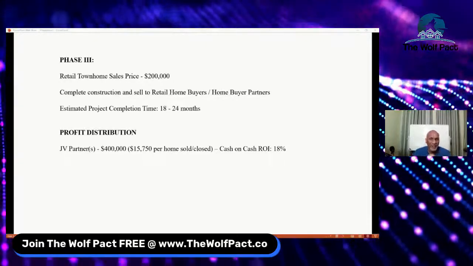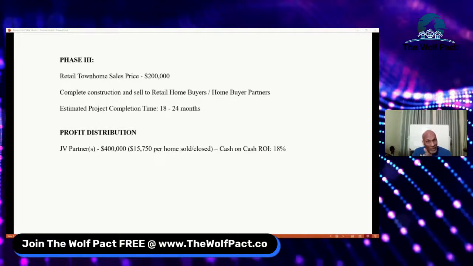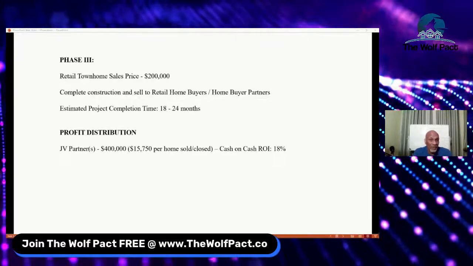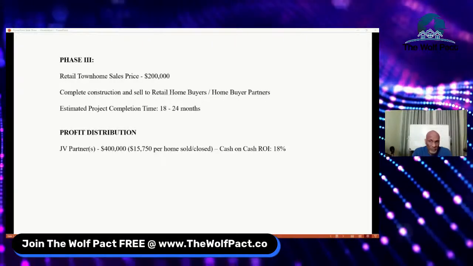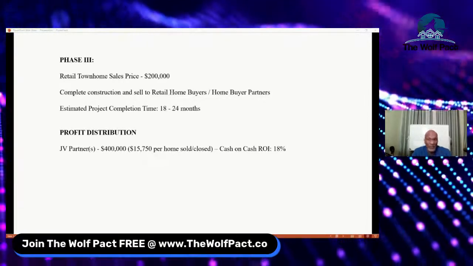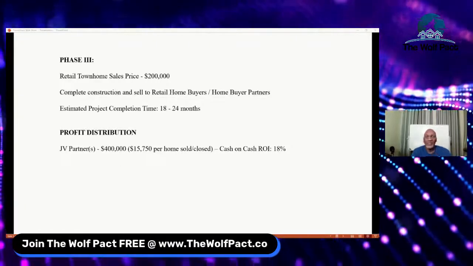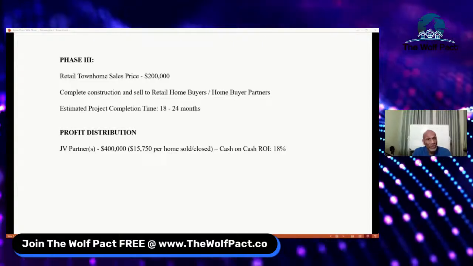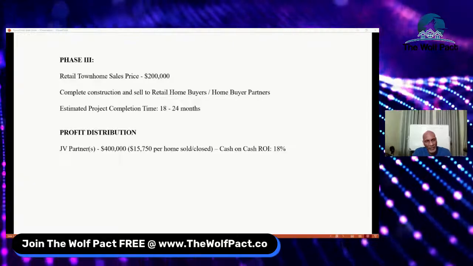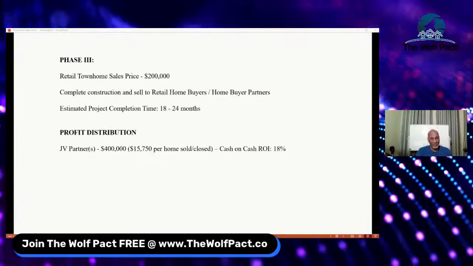But here's how they get it. They get it one house at a time. As each house is sold and closed, they get a part of their principal and part of their profit back as each home is sold. So that's, in this case, $15,750 per home sold. So 30 times 15,750 is approximately $472,000, which includes the principal and the return. So we have to get the return of investment as well as the return on investment.